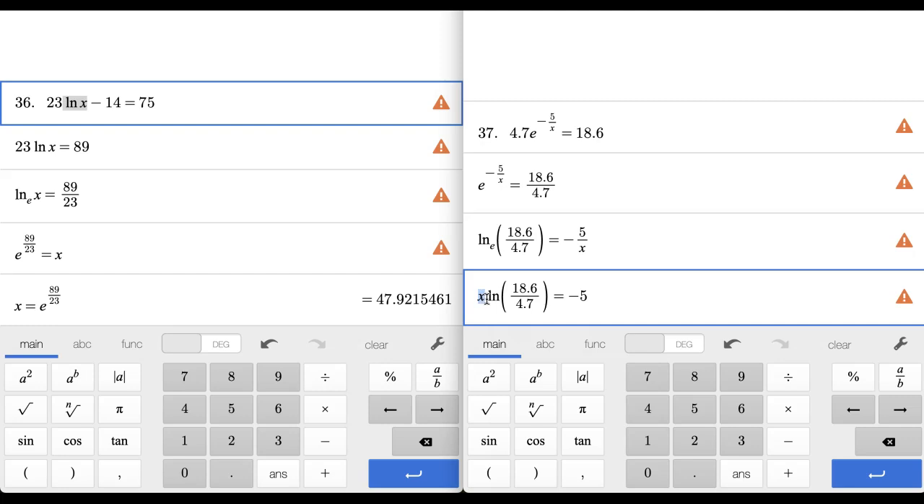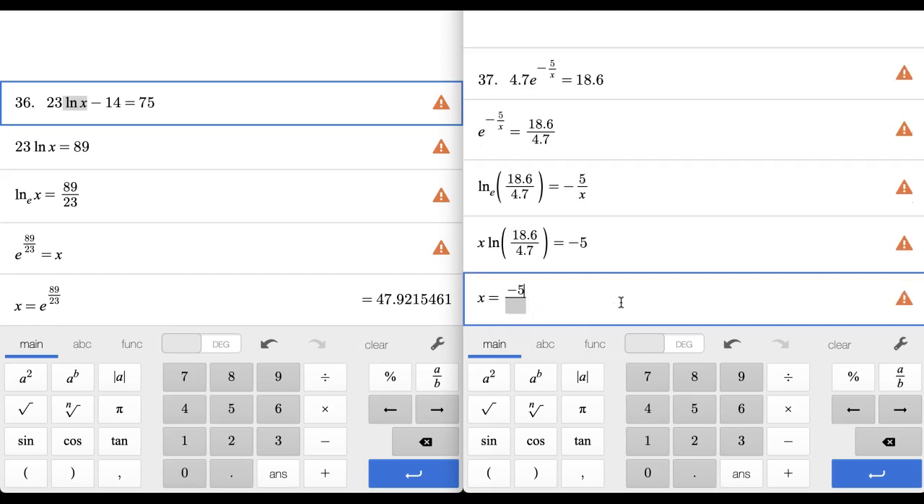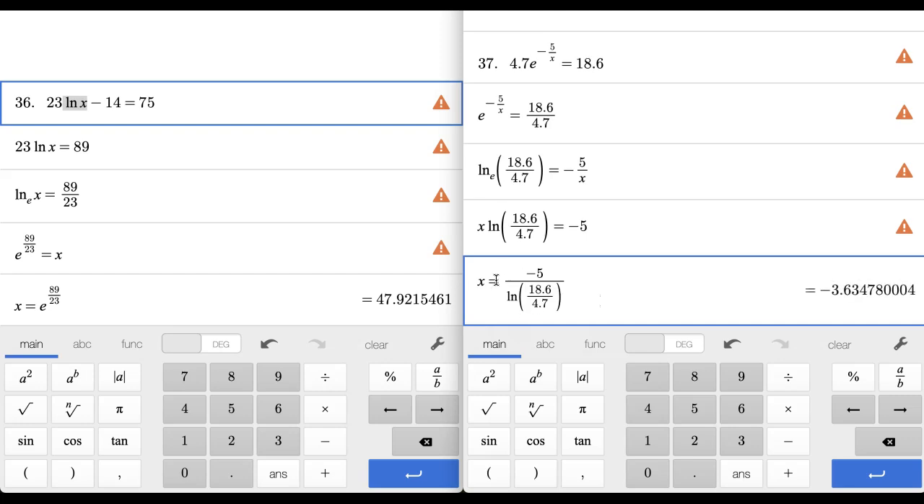So now the home stretch, we just divide both sides by this, and x is by itself, okay? So x equals negative 5 divided by the natural log of 18.6 over 4.7. So this is what I mean, right? Let the calculator do the work for you. This looks pretty nasty, but once it's evaluated, to two decimal places it should be negative 3.63. Here's your answer.